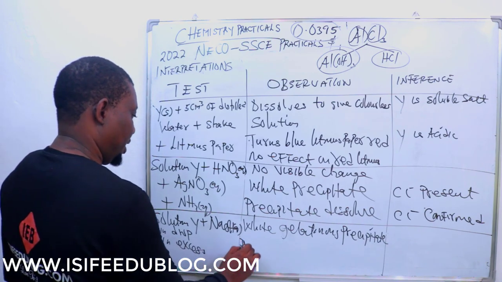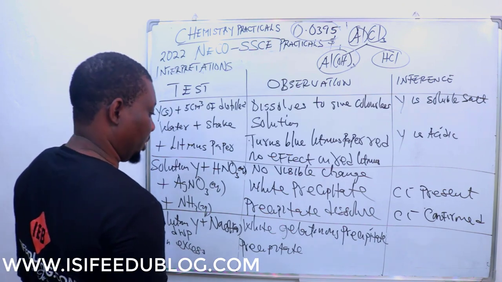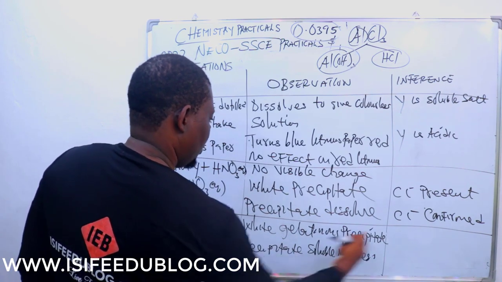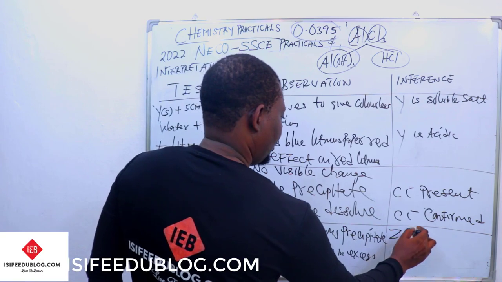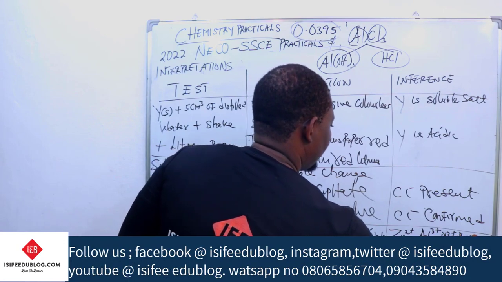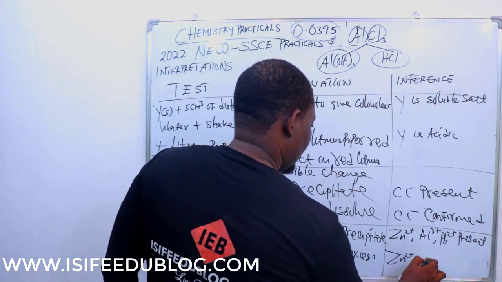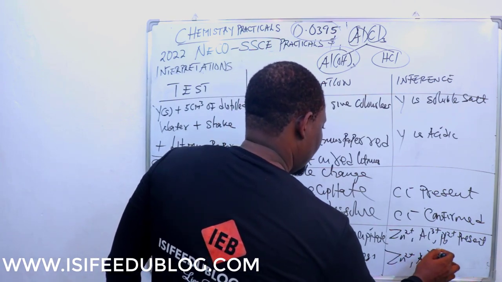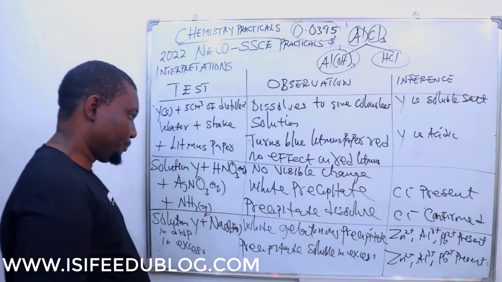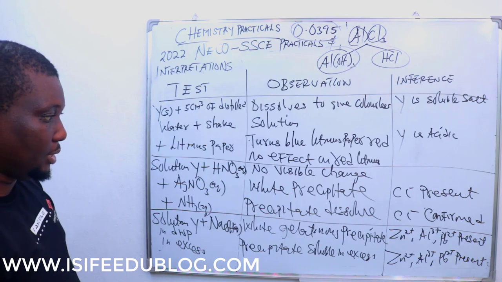Then the precipitate, because it's amphoteric, is soluble in excess. So what we have here will be Zn2+, Al3+, Pb2+ present. Actually, they are all amphoteric. So on dissolution, Zn2+, Al3+, Pb2+ are actually present. Okay, but actually we are going to be looking at aluminium this time.